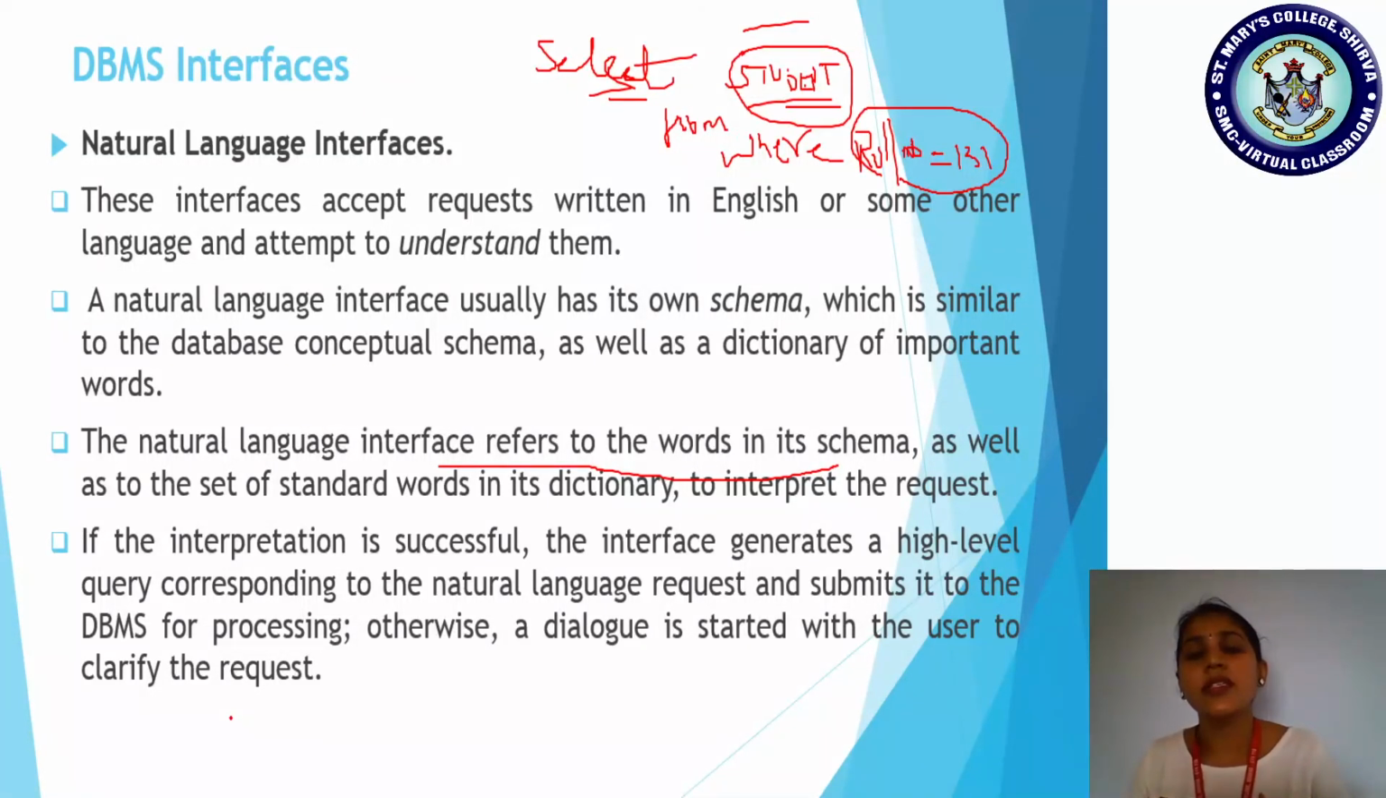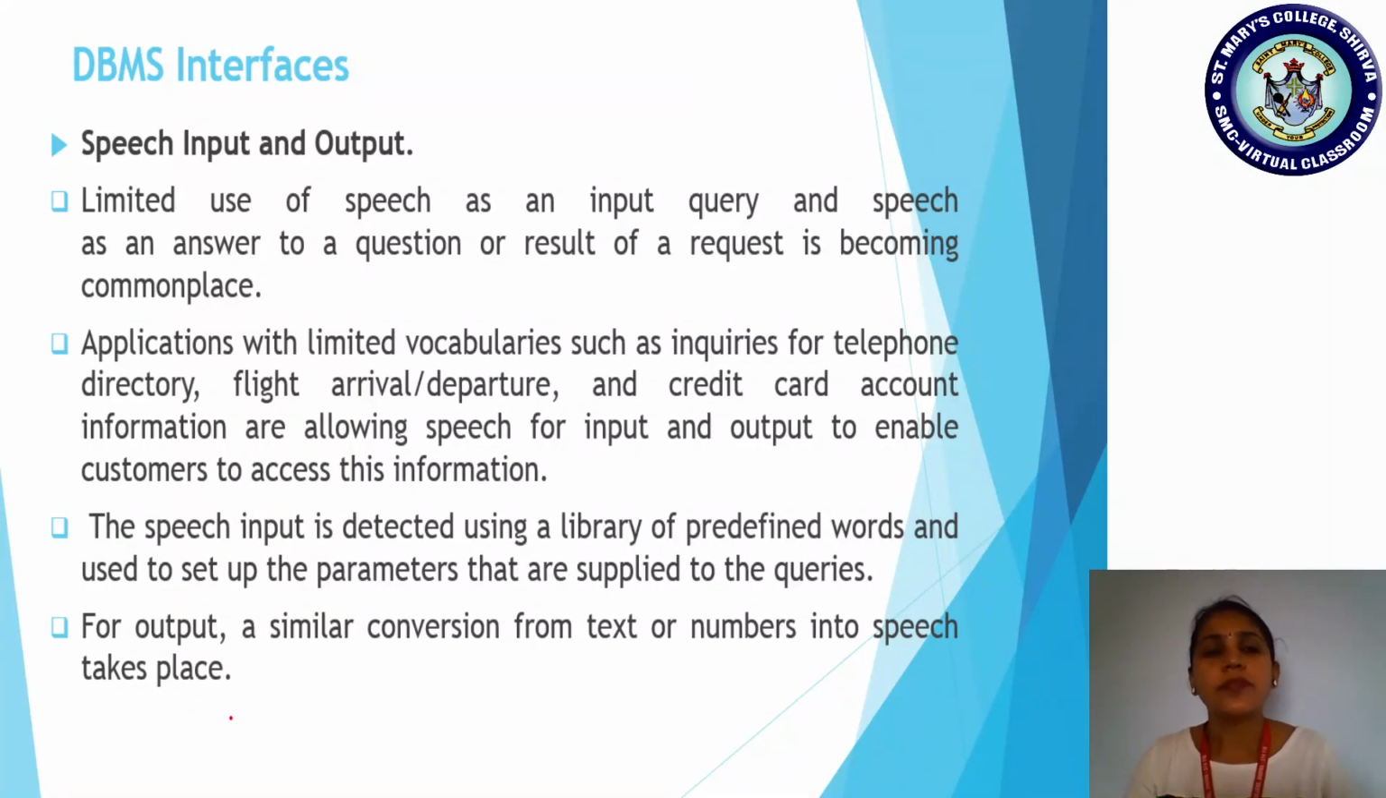So if everything is narrated and given correctly, then the information is given to the user. Otherwise, some error message or some clarification will be asked. That kind of message will be displayed from the computer. Okay, fine. Next is speech input and output.